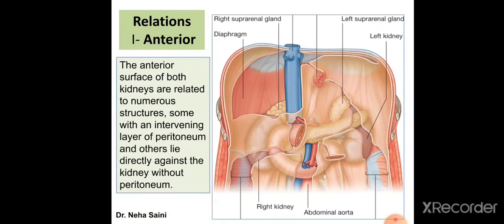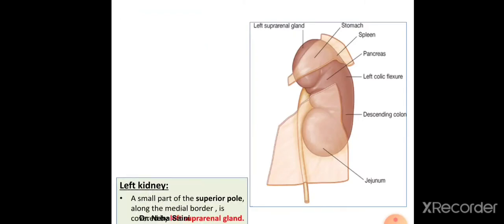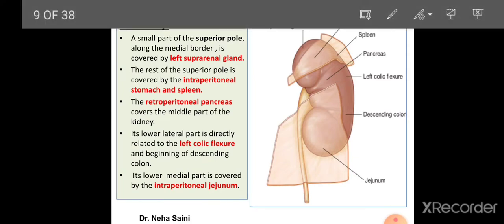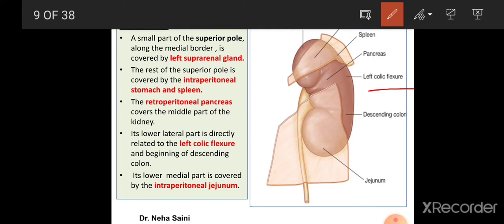Now the relations of the kidney on the anterior side. The kidneys are related on the anterior surface to various viscera. On the left side, the uppermost viscus is the left suprarenal gland. Below that we have the impression for stomach, then spleen, and below that we have the pancreas. Then the lateral convex part of the anterior surface is related to the left colic flexure and descending colon, and the rest of the lower part of the anterior surface of the kidney is related to the jejunum.